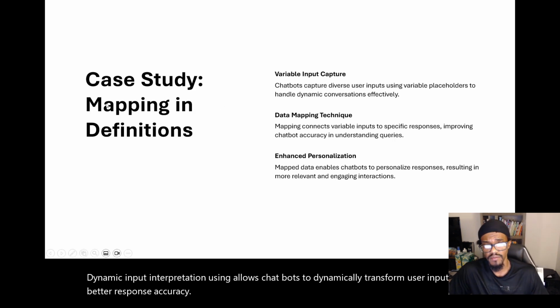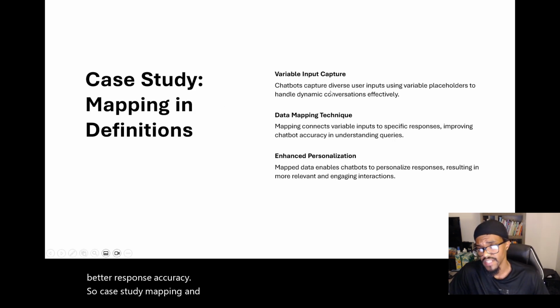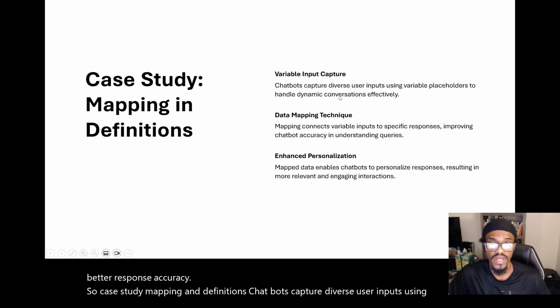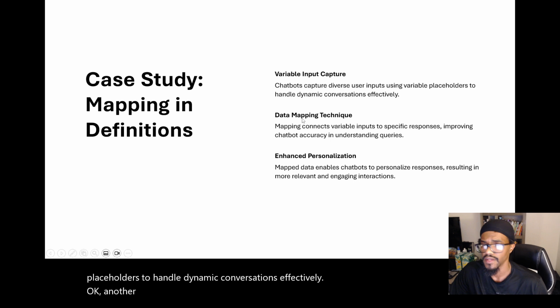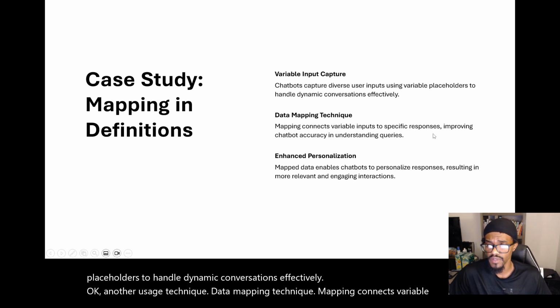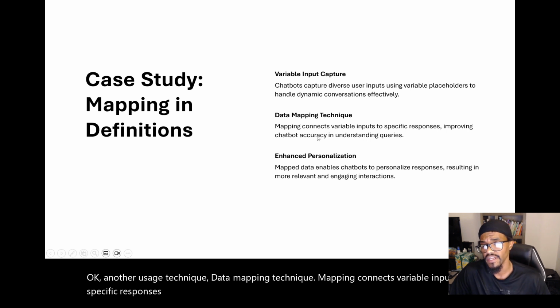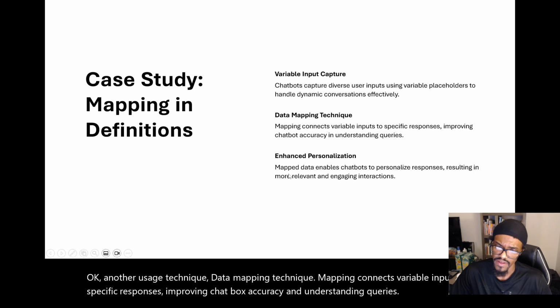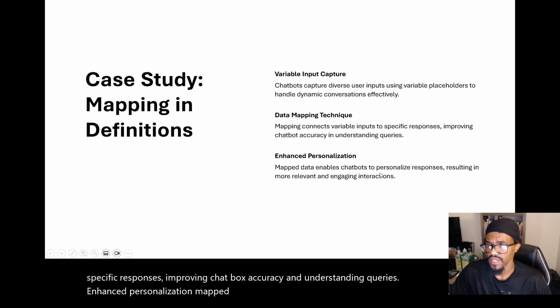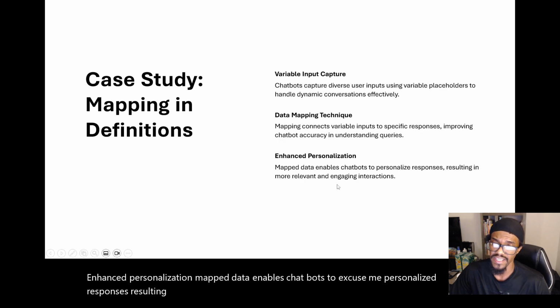So, case study, mapping and definitions. Chatbots capture diverse user inputs using variable placeholders to handle dynamic conversations effectively. Okay, another usage technique, data mapping technique. Mapping connects variable inputs to specific responses, improving chatbot accuracy in understanding queries. Enhanced personalization: mapped data enables chatbots to personalize responses, resulting in more relevant and engaging interactions.